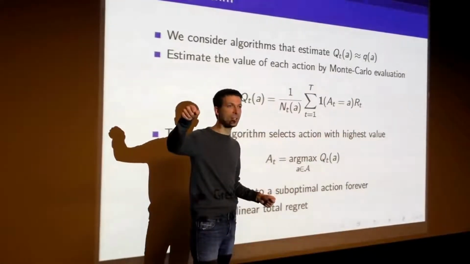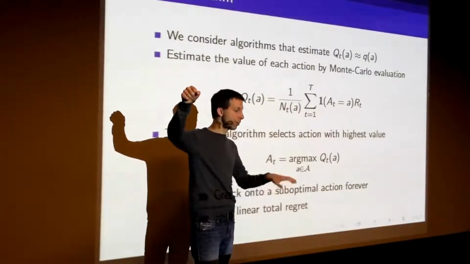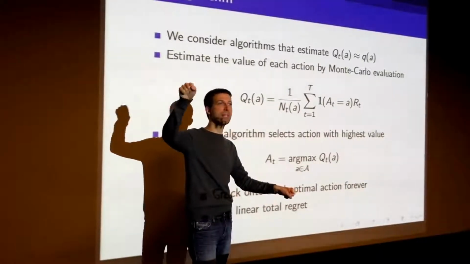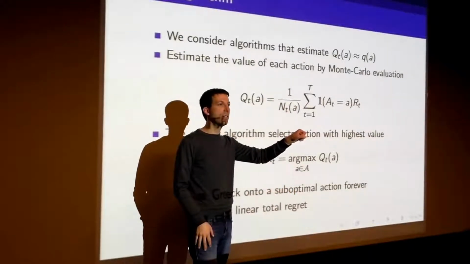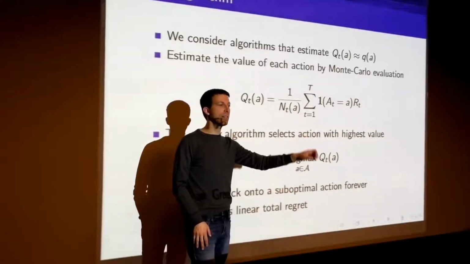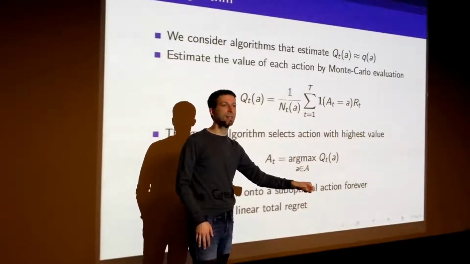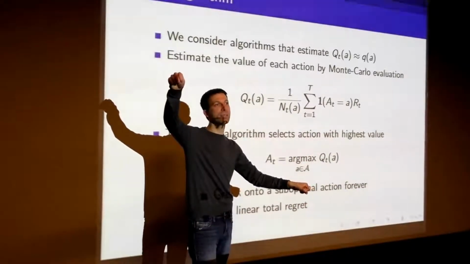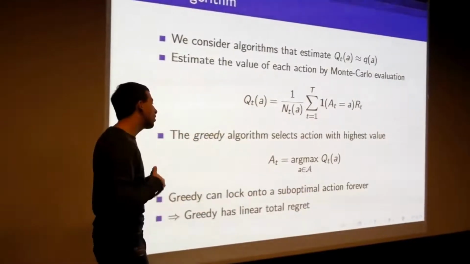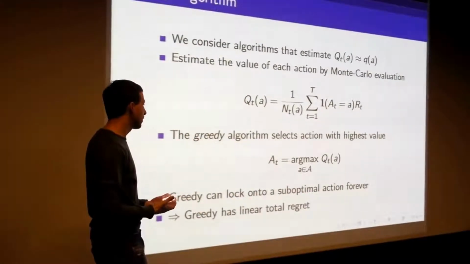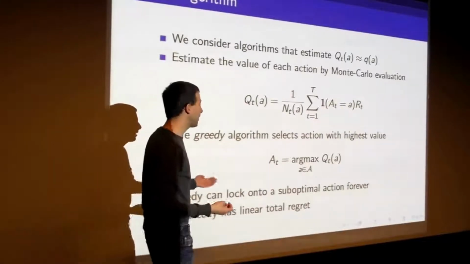Like I might try this action, and it looks good, and I thought this action was bad, so now I just keep applying this action forever. Or even I try this action, and I try it again, and I'm just a little bit unlucky, so I end up thinking its value is bad. And then I try this action once, and it looks better, and I just keep trying it and keep trying it. So you can lock onto suboptimal actions forever, and as a result, greedy has a linear total regret.